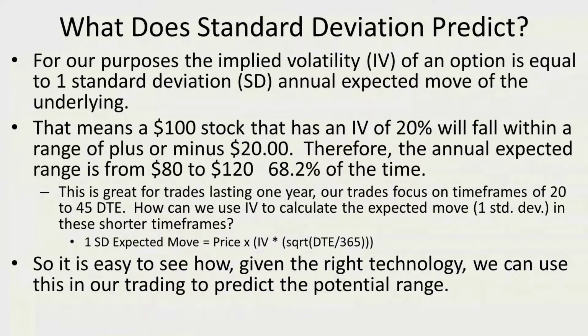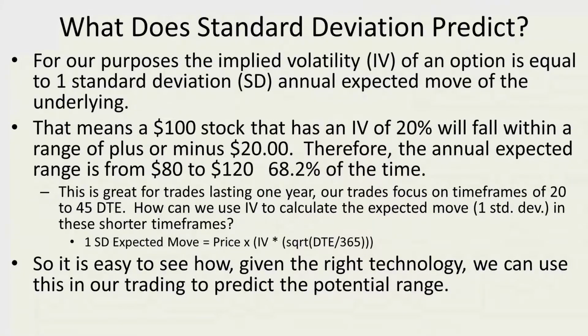Now, as you know, my sweet spot for trades is 45 days. So how can we use implied volatility that is telling us what's going to happen for a year? Well, there's a very simple back of the napkin calculation, which I won't bore you with right now, but we can figure out pretty easily what the expected move is for whatever period of time, and we'll go over that on a couple of the spreadsheets. With the right technology, which we have on our platforms, we can use this in our trading to predict the potential range.